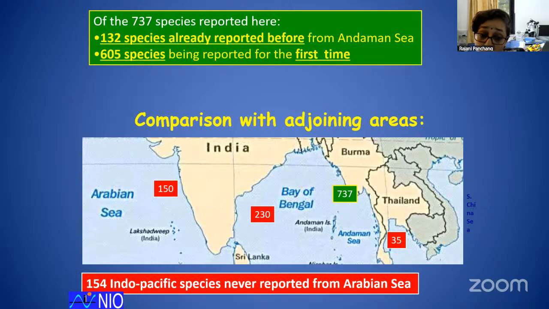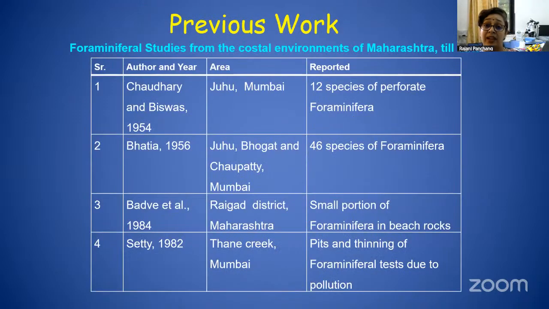So I could also say that 154 Indo-Pacific species had never been reported here. So this place, the Indo-Pacific species, was very different from the Arabian Sea. I could say that this eastern part of India, this entire Bay of Bengal, was more similar to the South China Sea or the Indo-Pacific than the Arabian Sea or the Atlantic. So this was the kind of information that I started giving.